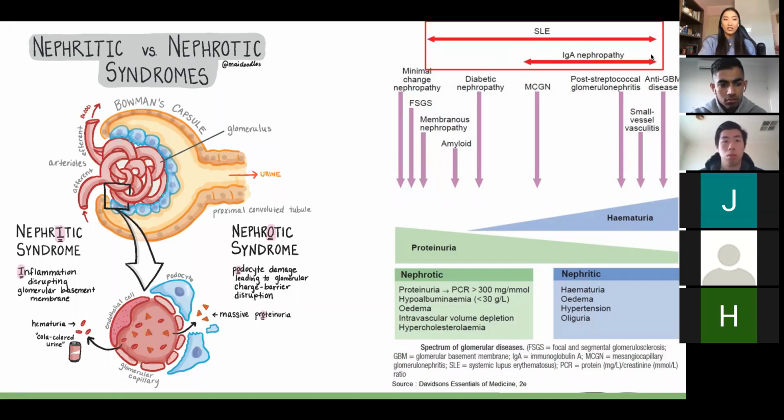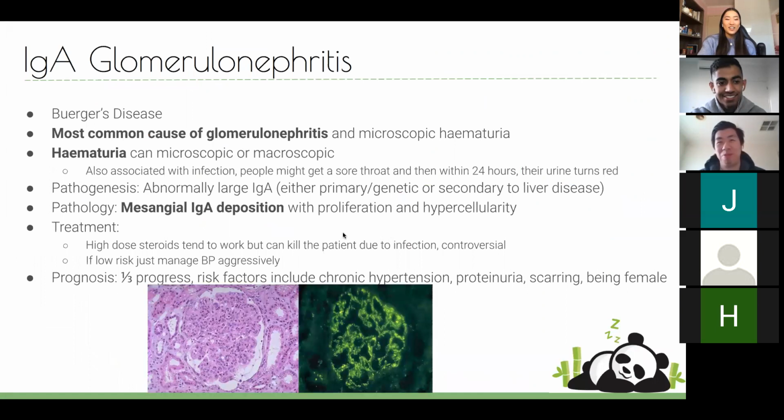And then SLE is related to lupus, which basically can do anything along the spectrum, which is very fitting for lupus because lupus is that kind of condition. So IgA glomerulonephritis. This is also called Berger's disease, and it is the most common glomerulonephritis, out of all of them. The hematuria here can be microscopic or macroscopic, so that's why you've got the bit of the spectrum, and it's associated with infection.